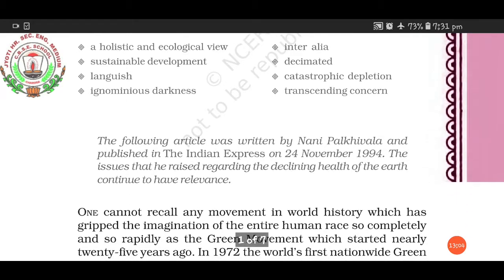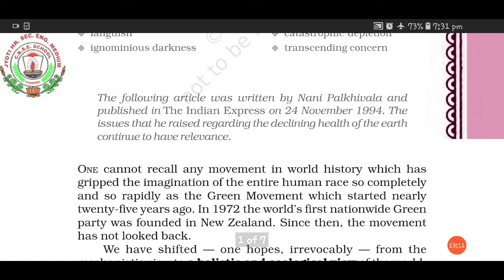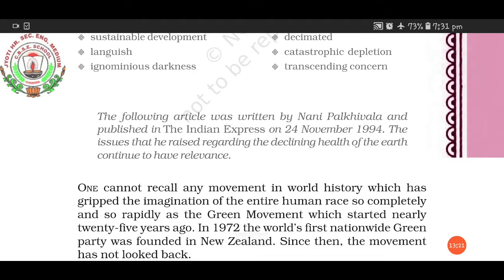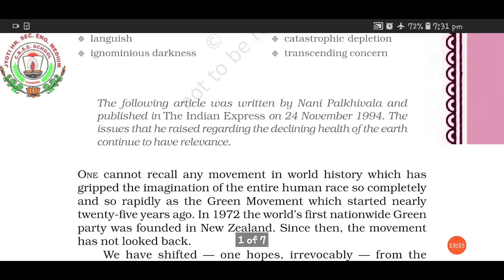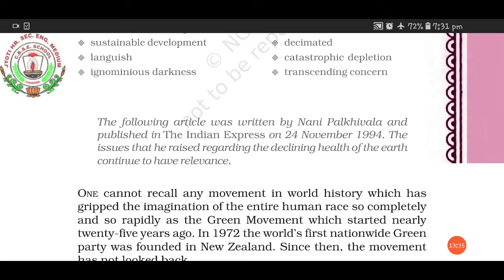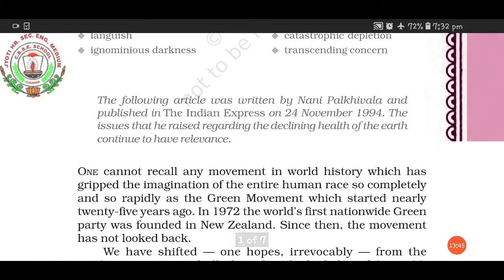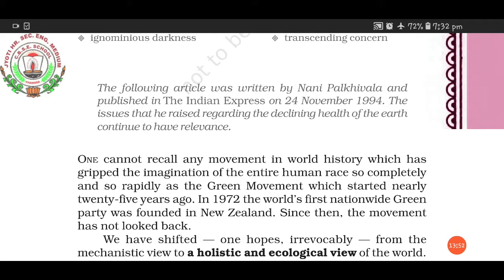Now, the following article was written by Nani Palkhiwala and published in the Indian Express on 24th November 1994. The issues that he raised regarding the declining health of the earth continue to have a relevance. As I told you, it's an excerpt being taken from one of the articles written by Nani Palkhiwala in the newspaper Indian Express on 24th November 1994. So it's quite an old one, so the statistics were also old, as mentioned over here. But the issue is not old. The issue is still existing, and the issue was the declining health of planet Earth.